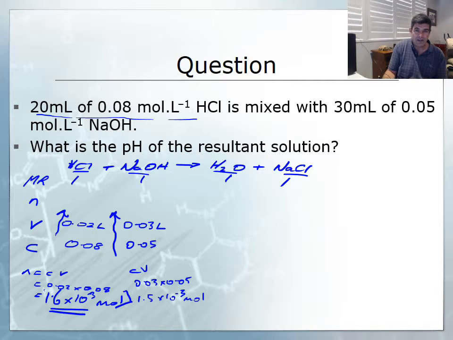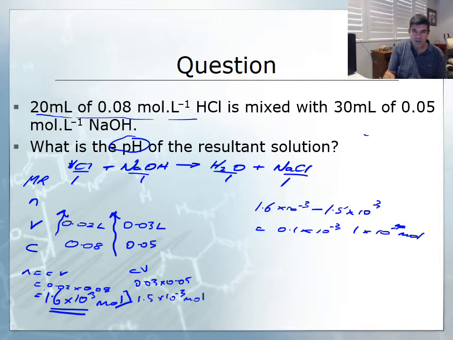Therefore, when this neutralization reaction occurs, the 1.6 times 10 to the minus 3 moles of the acid will react with the 1.5 times 10 to the minus 3 moles of the base, and it will leave an excess of acid, 0.1 times 10 to the minus 3, or 1 times 10 to the minus 4 moles. What I need is a concentration. If I'm going to find the pH, I need the concentration of the H plus ions. In order to find the concentration of the H plus ions, I need to find a concentration, and what I have is a number of moles. So I need the volume.